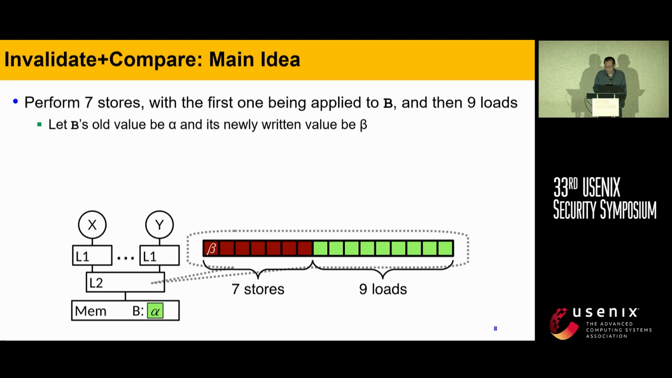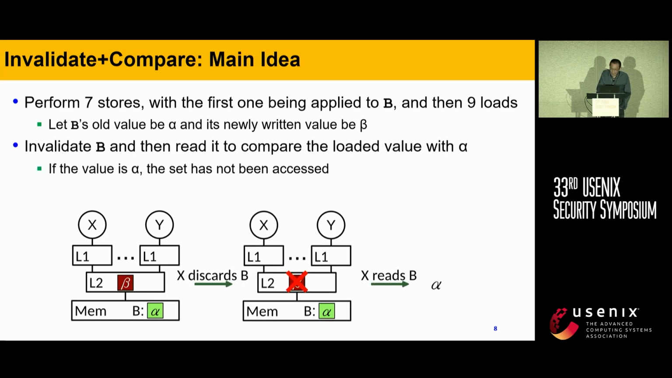Based on the learned properties, we propose our Invalidate+Compare primitive. Now let's see its main idea. Let's assume there is a block B in GPU memory whose value is alpha. We perform 7 stores followed by 9 loads to prime the L2 cache set where B is mapped. The first store we perform is to write a new value beta into B. After some time, we execute the discard instruction on B and then read it back to check the loaded value.